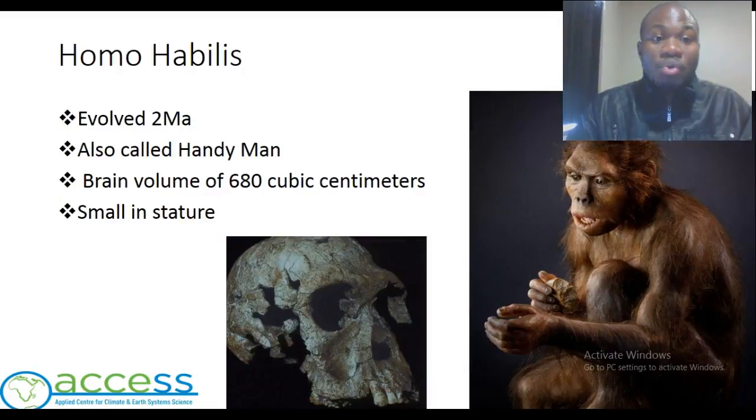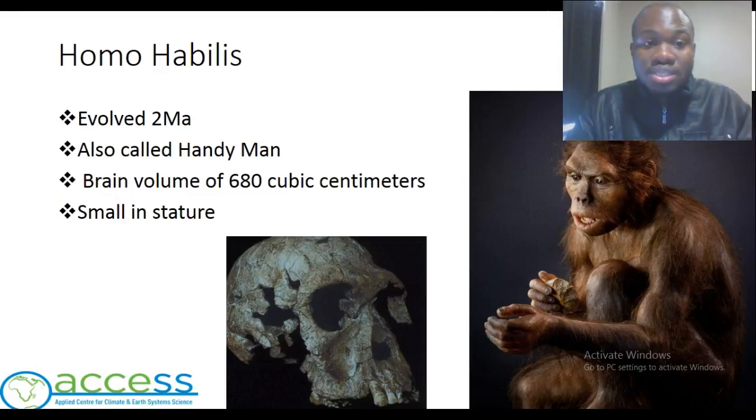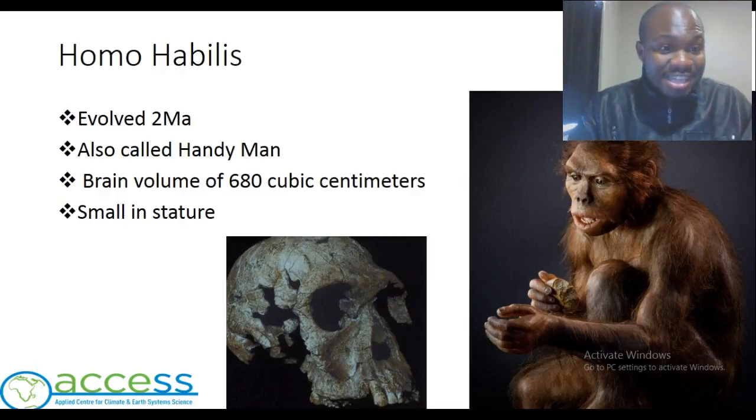Now the next group were the Homo habilis. The Homo habilis are believed to have evolved around 2 million years ago, and these are also said to have been called the handymen. By the fact that they were handymen, they are said to have used their hands to actually make tools, and as they made tools, they were able to move into the surrounding regions to hunt as many animals as they could.